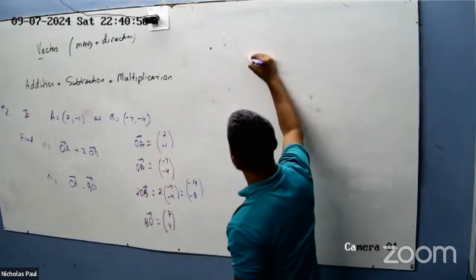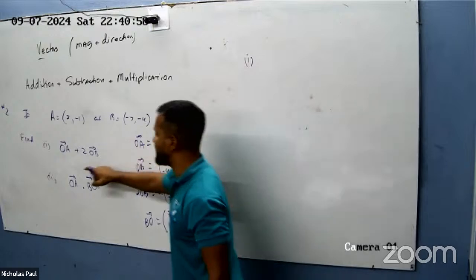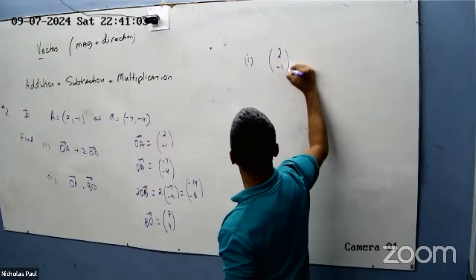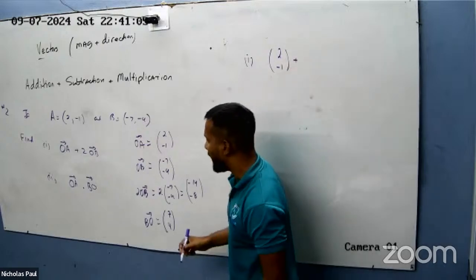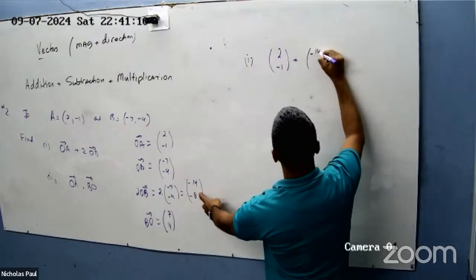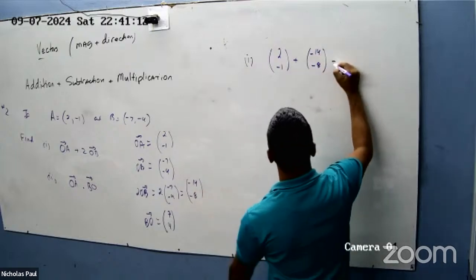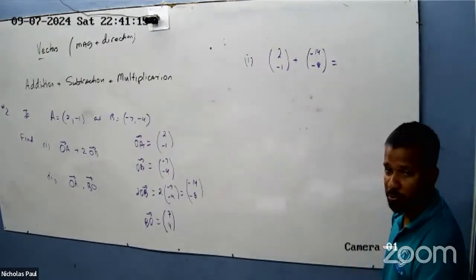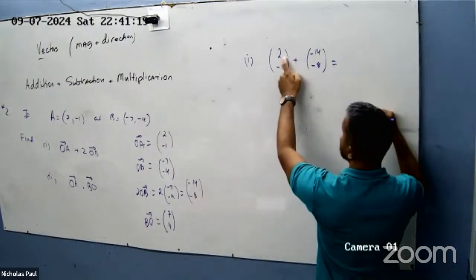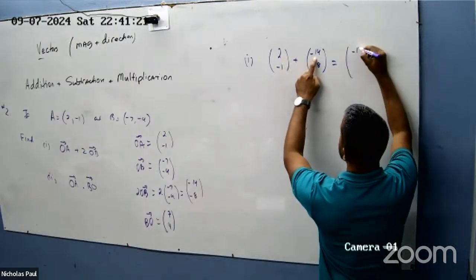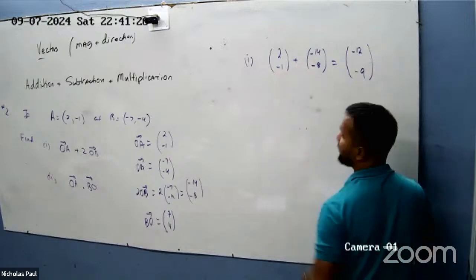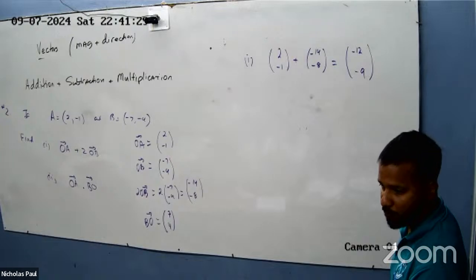Now we can go ahead and substitute. They want us to say OA plus 2OB. So that'll be 2, minus 1, plus 2OB. We have 2OB here, so I add in minus 14, minus 8. Okay with that? Minus 14, minus 8. So 2 plus minus 14, that's minus 12. Minus 1 plus minus 8, minus 9. Okay with that?